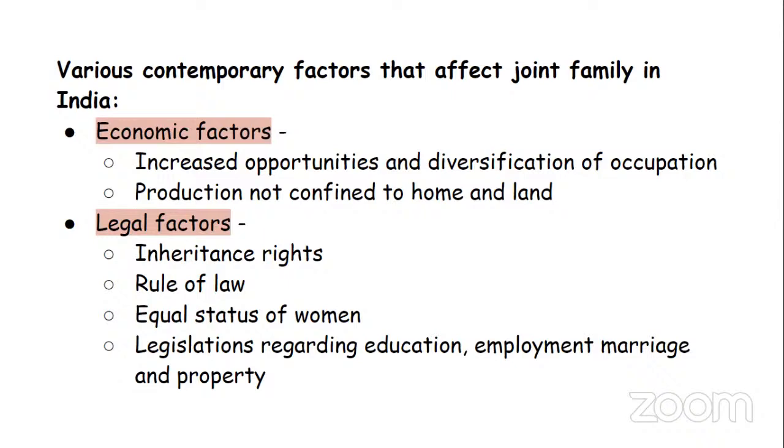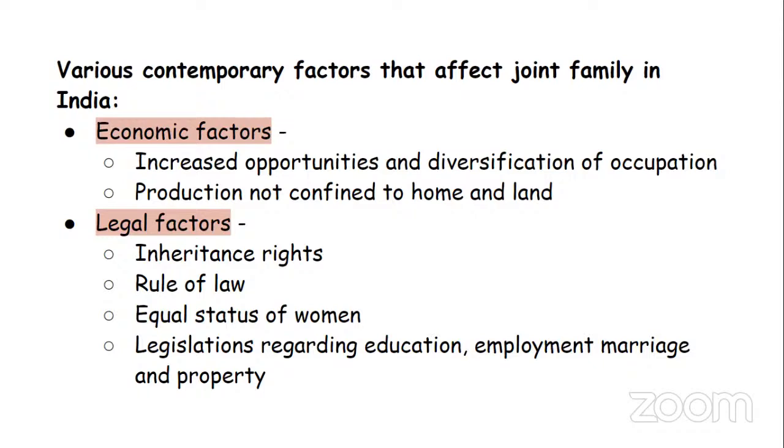So this resulted in a structural change in the joint family. Then also another factor, like production is now not confined to home and land. So now people don't have to live all together as a joint family. There is no need for that. Now people have the liberty to move away from their joint family, and move to places where they get a job. So because of these economic factors, so many changes happened in the structure of joint families in India.